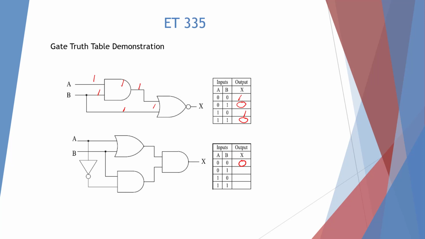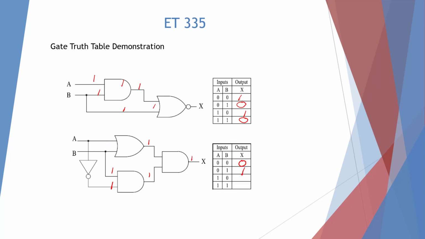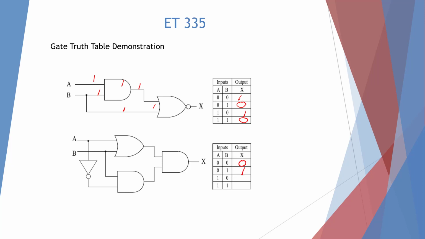Let's do a 0, 1. This one is going to be a 1, 1, 1. The output will be a 1. Okay, now we have a 1, 0. This is a 1. This one is a 0. This one is a 0. This is a 0. Our output's going to be a 0.